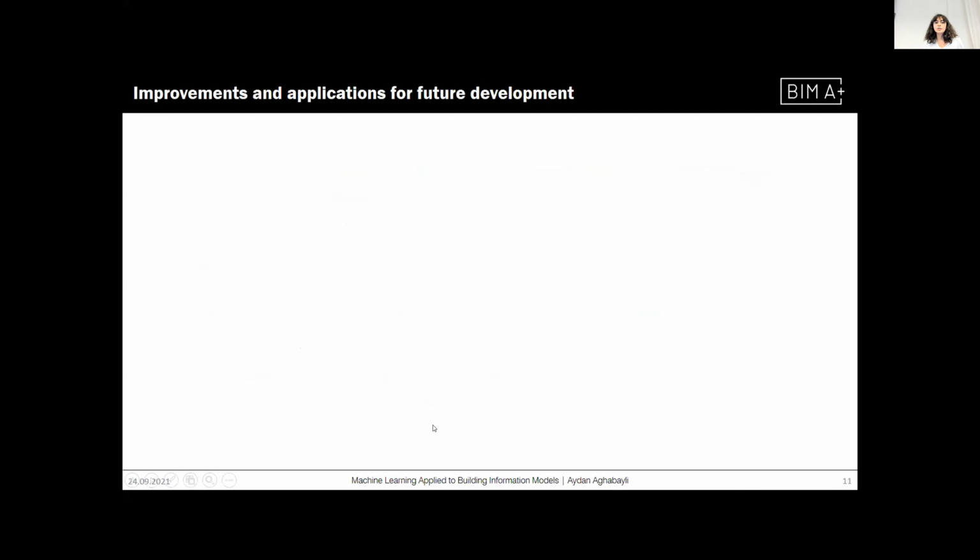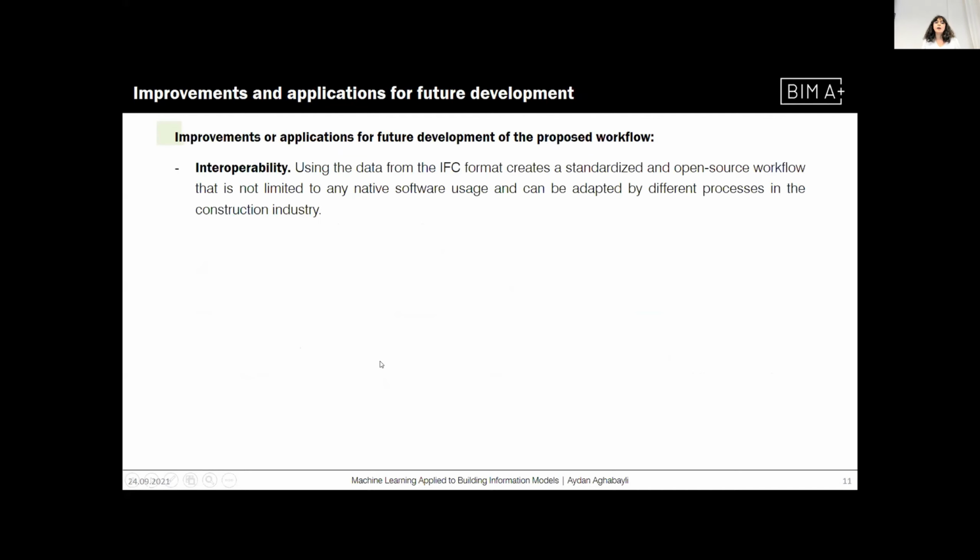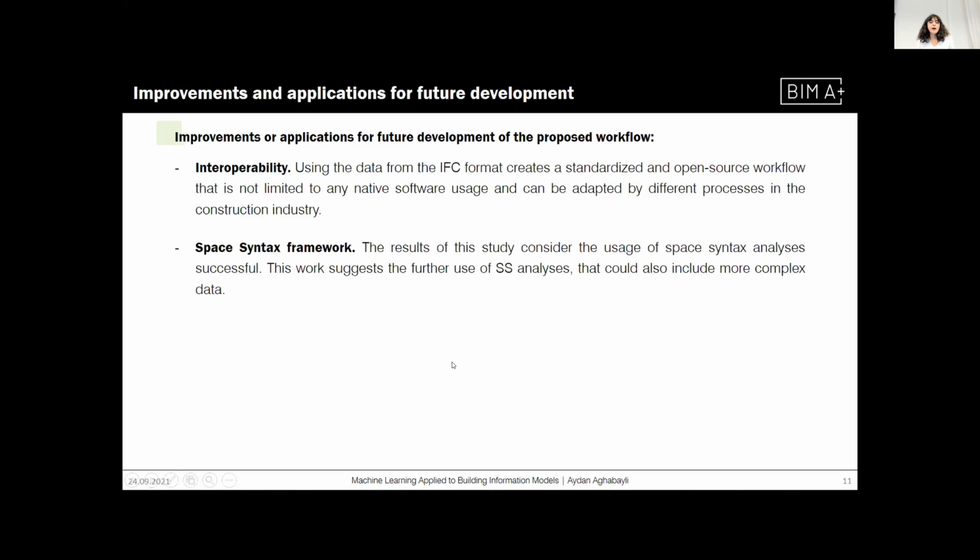And additionally, some improvements and further developments were suggested based on the proposed workflow. Firstly, it's interoperability, because using data from the IFC format will create a standardized and open source workflow. Then we will not be limited to any native software, and the work can be adapted to different disciplines in the industry. Secondly, the space syntax framework. The results of this study consider the usage of space syntax also successful, but we also want to propose further implementation of different types of space syntax analysis, such as visibility, isovist, and so on.